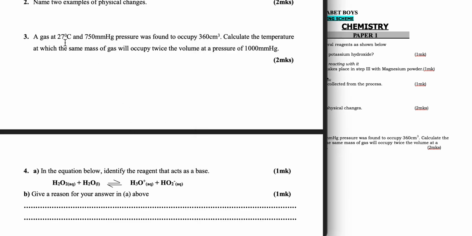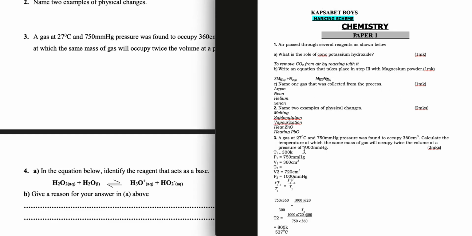A gas at 27 degrees centigrade and 750 pressure was found to occupy 360 cubic centimeters. Calculate the temperature at which the same mass of gas will occupy twice the volume at a pressure of. So this is how you calculate.